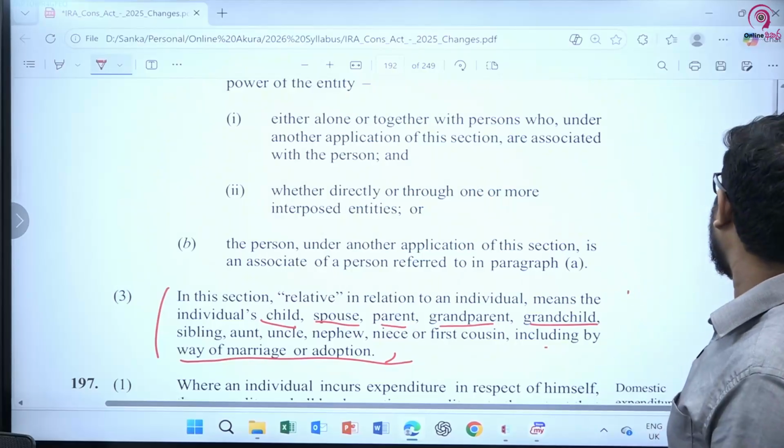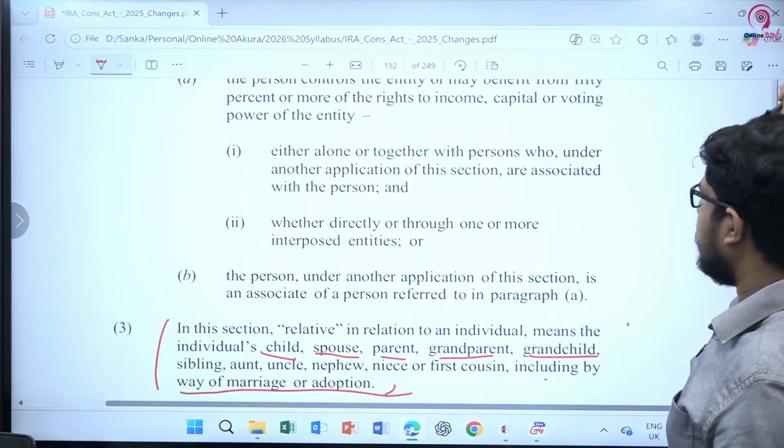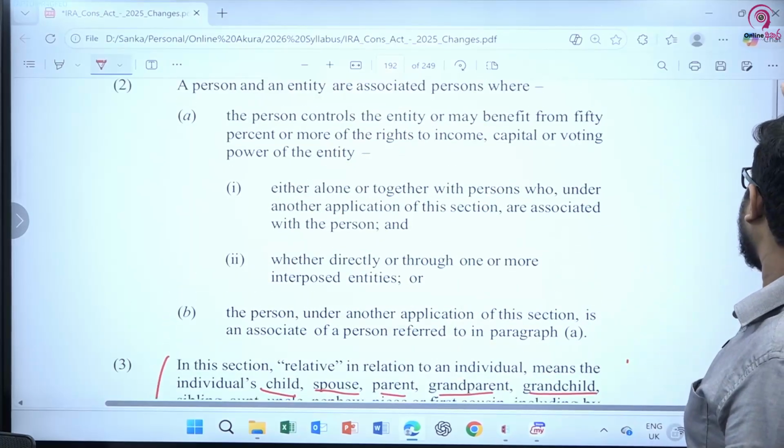Other terms are also there; we look at them roughly here, and in transfer pricing and so on we will discuss this in detail.